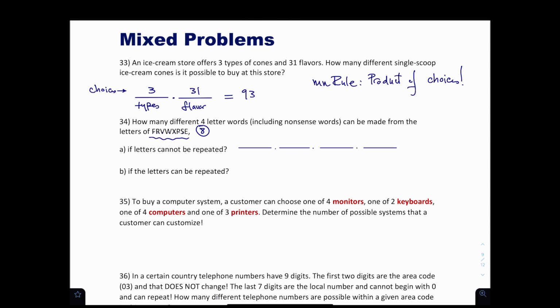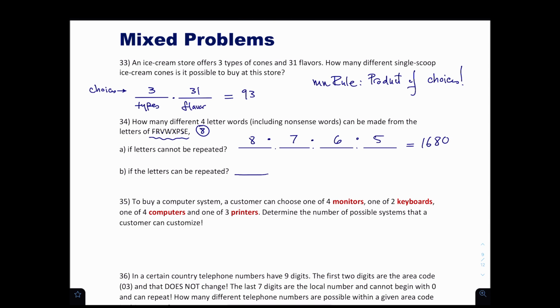So here are my 4 positions, and it says the letters cannot be repeated. So I start with 8 choices for the first position, but if I put one of the letters in there, then I have 7 letters to choose from for the second position, and 6 letters for the third position, and 5 letters for the last position. The MN rule tells me that if I multiply them, I'll get the answer, which is 1,680 different words that could be created.